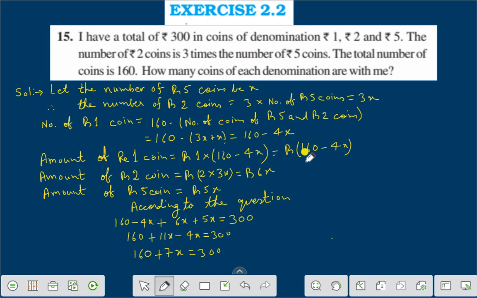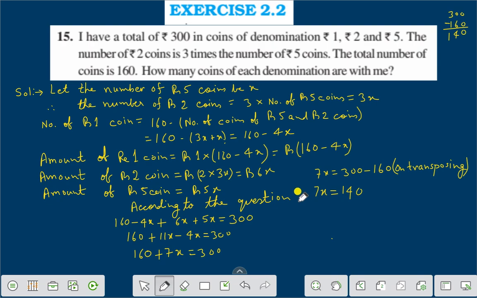Now if we transpose this one, that is 7x is equal to 300 minus 160. On transposing 160 to the right hand side, right? Now we are getting 7x is equal to 300 minus 160. If we subtract this, that is 300 minus 160, that is 140.